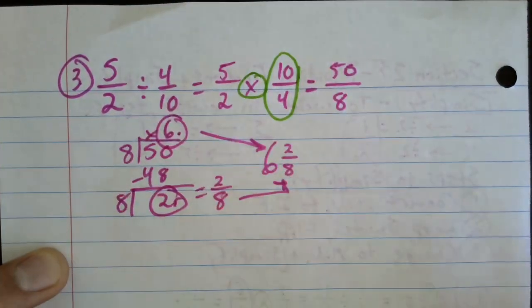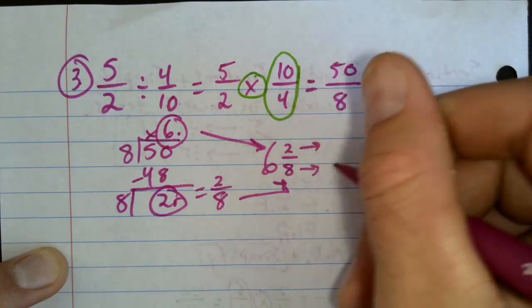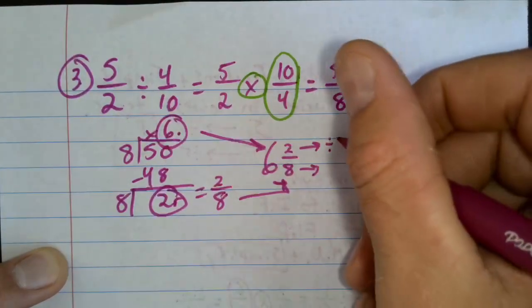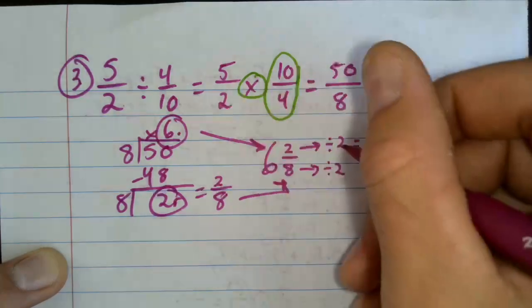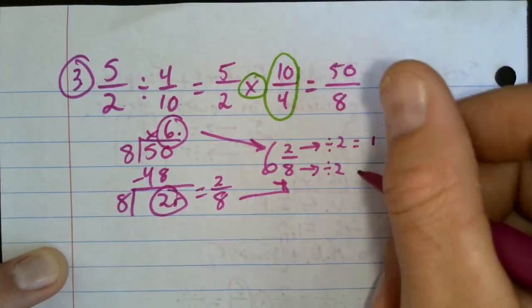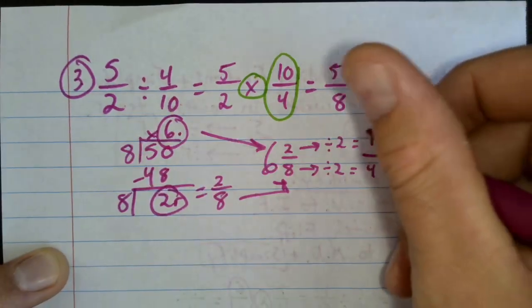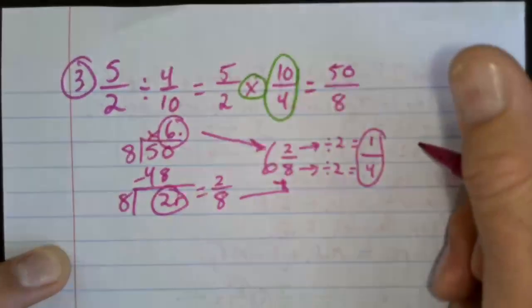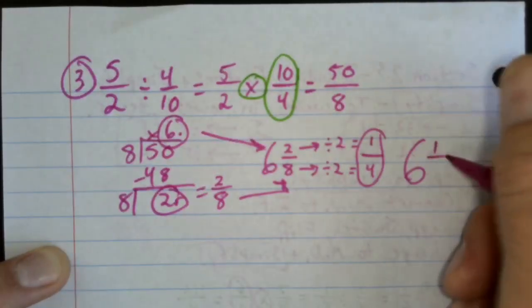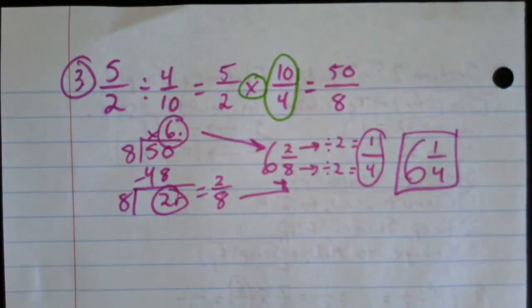So we have our answer. Now all we need to do is just simplify. We know that 2 and 8 both can be divided by 2. Divide by 2. So 2 divided by 2 is 1, and 8 divided by 2 is 4. So we have our simplified fraction, so we know our answer is 6 and 1/4. 6 and 1/4 is your answer.